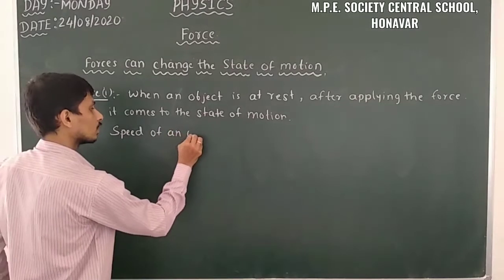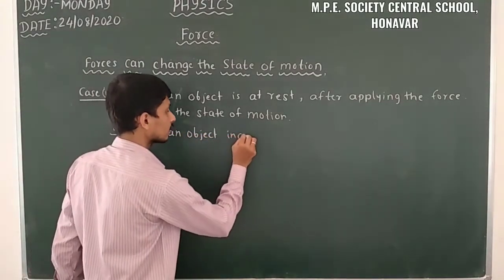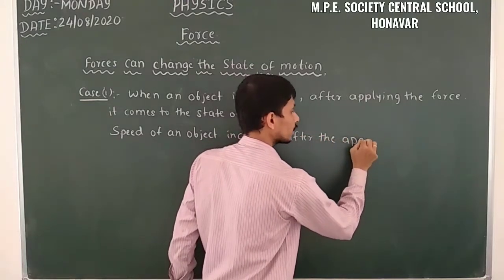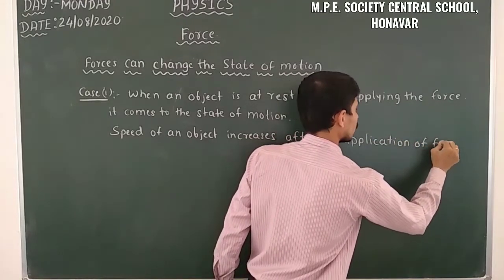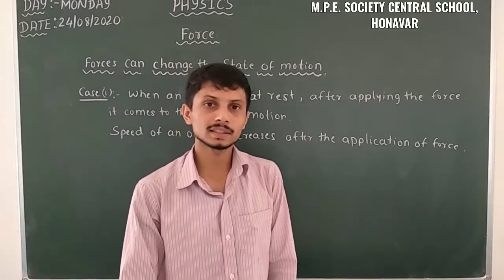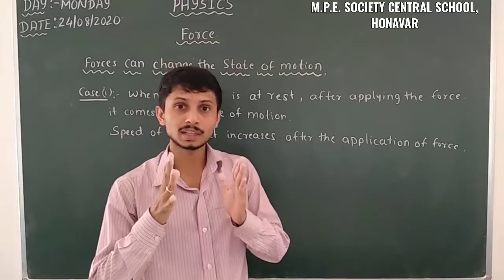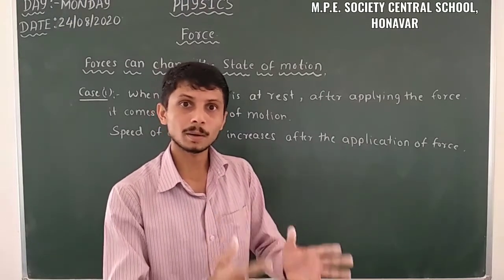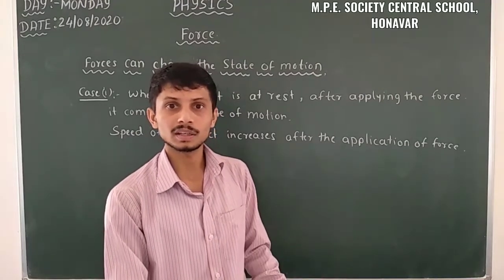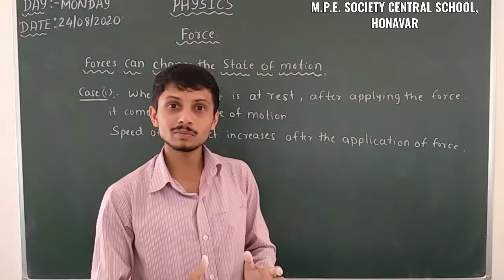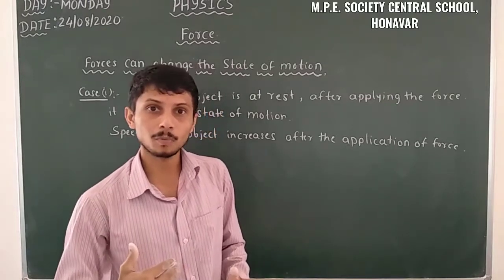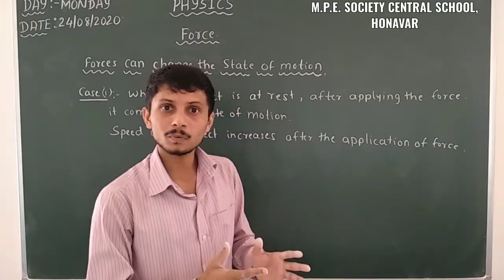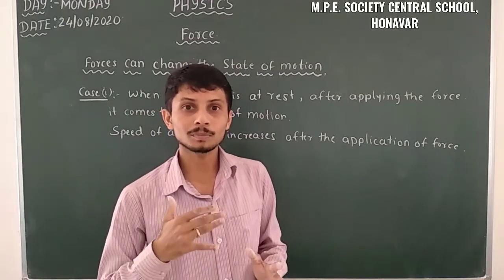The speed of an object increases after the application of force. For example, we already learnt football. In football, at the starting point of a game, the ball remains stationary at the middle of the ground. The umpire takes the ball, so initially it is in the stationary state. When the game starts, a player first kicks the ball. Who kicks the ball is decided by the toss. The player who won the toss applies some force to the ball.